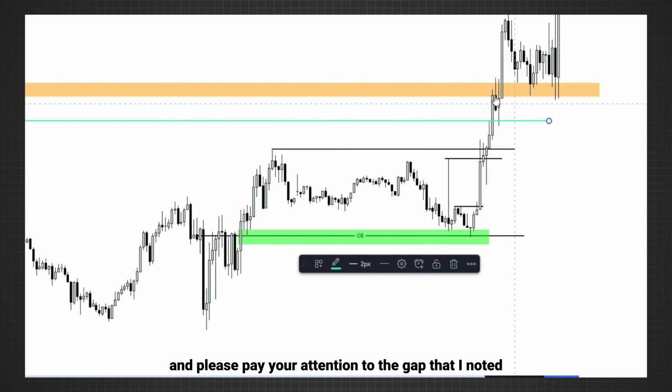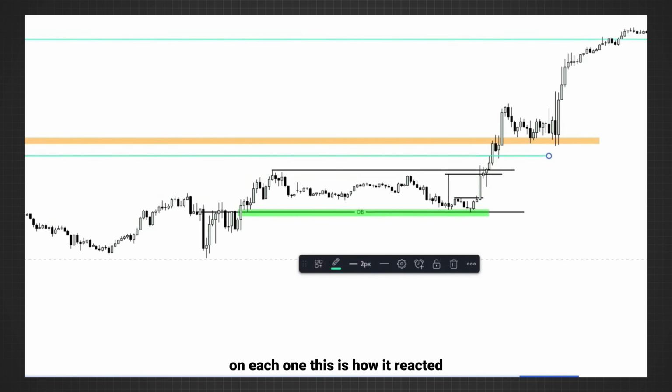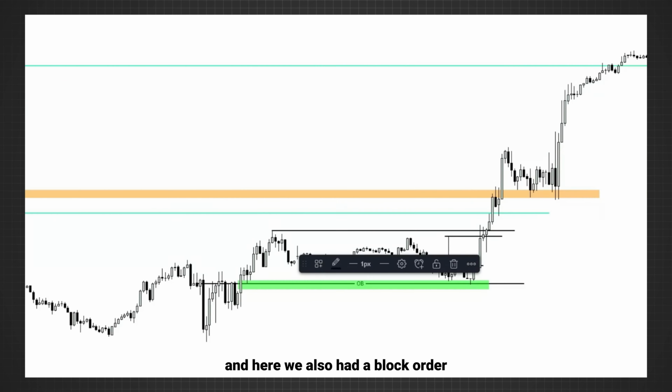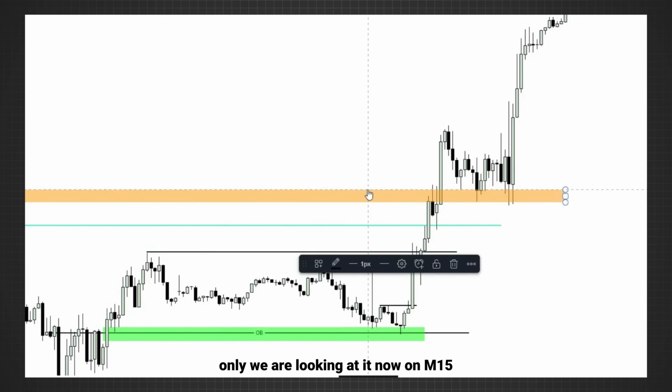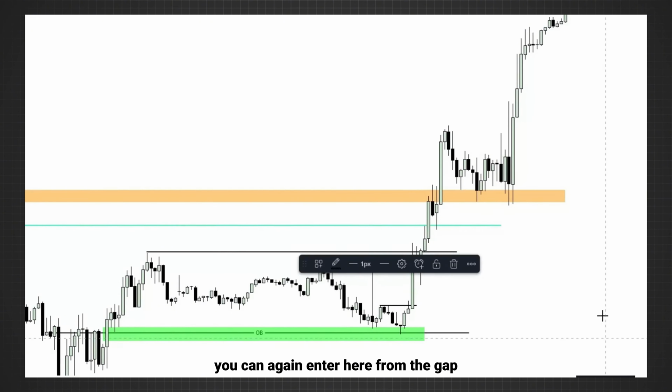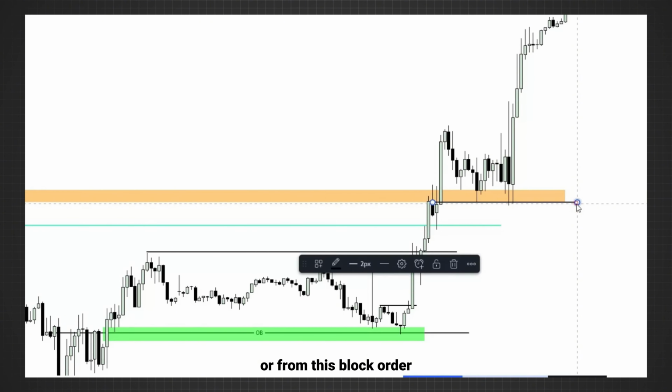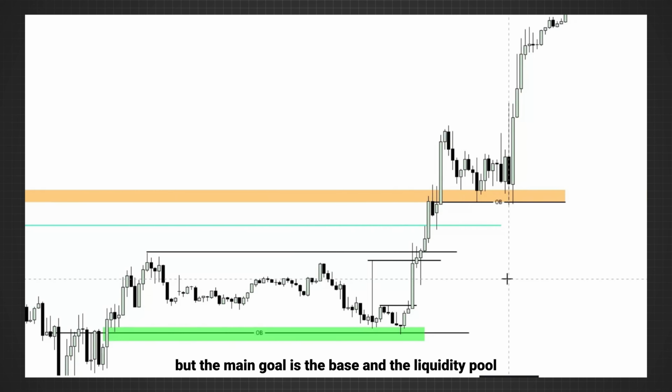And please pay attention to the gap that I noted on H1. This is how it reacted. And here we also had an order block. This is your flow order, only we are looking at it now. On M15, you can again enter here from the gap or from this order block. But the main goal is the base and the liquidity pool.